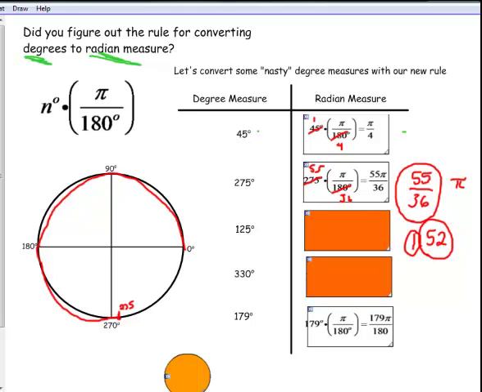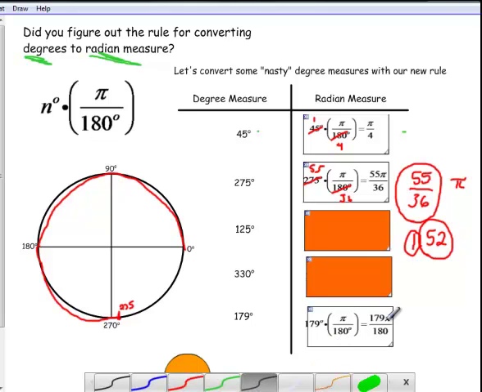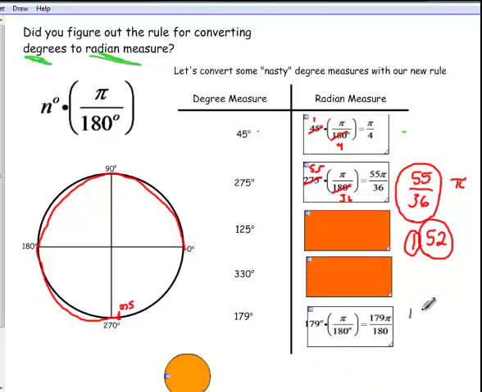179. Well, if I convert it by multiplying by pi over 180, there is no cancellation that can occur here. So I get 179 over 180 part of pi. And that makes sense a little more now, because I don't have a full pi here. I'm just a little short of being a full pi.